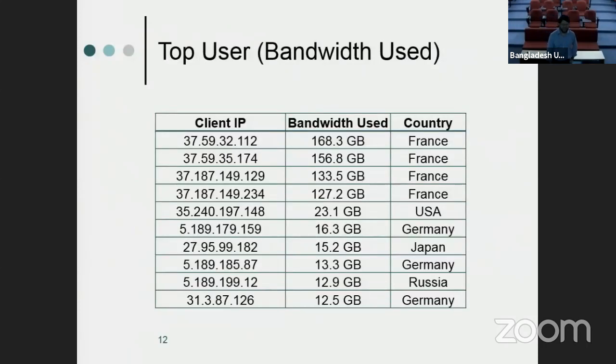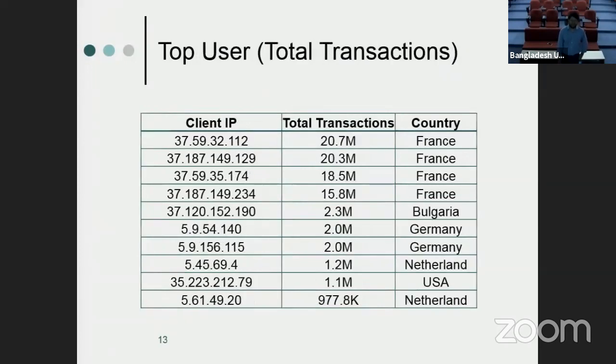In terms of IP addresses, the top users were from France. There were 4 instances from France that use a high amount of bandwidth. Later on, all these IPs were actually connected to an attack as well. There were some IPs from the US, Germany, Japan, and Russia. In terms of transactions as well, the top were from France. Then we had Germany, Netherlands, US, and Bulgaria as well.